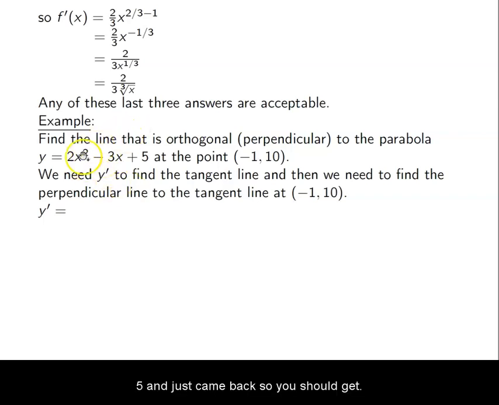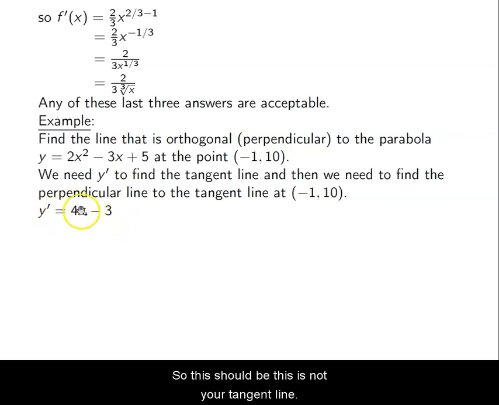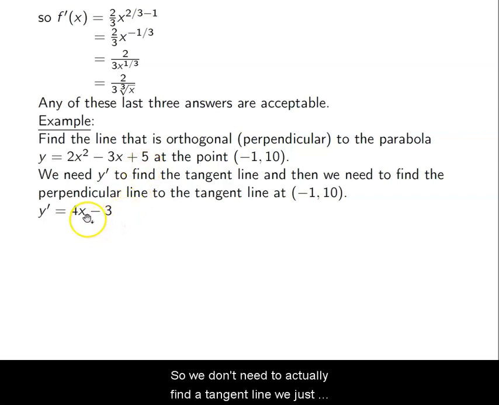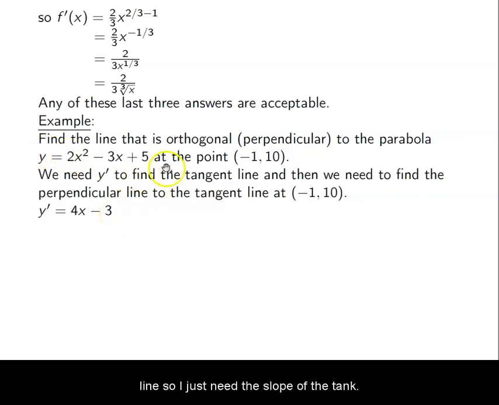Hopefully you paused it and you just came back. So you should get 4x, and this should just be -3. This is not your tangent line. This is just the derivative of this function. This is the equation that will give you the slope of the tangent line at any point. So we don't need to actually find the tangent line. We just need the slope of the tangent line, because the perpendicular has a special relationship with the slope of the tangent line. So I just need the slope of the tangent line.